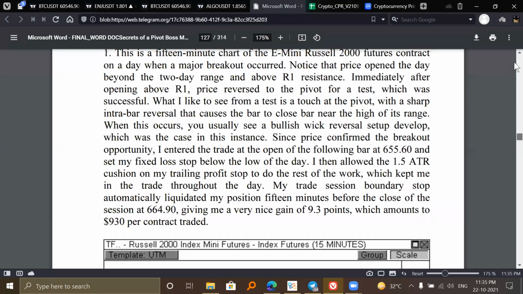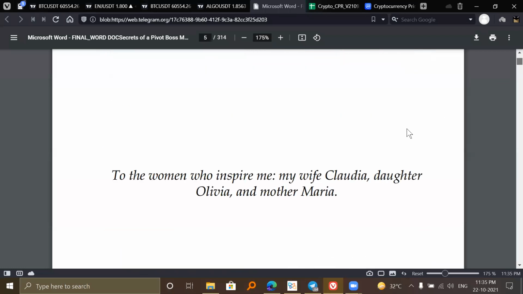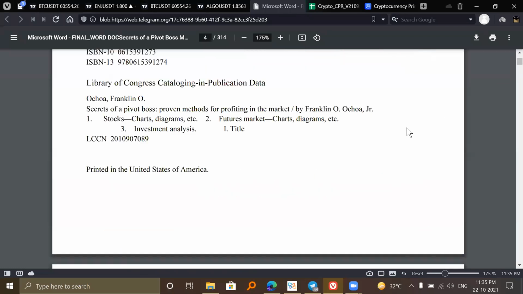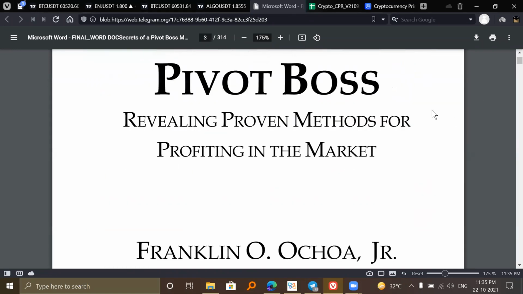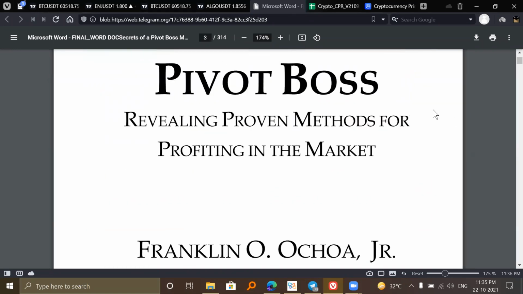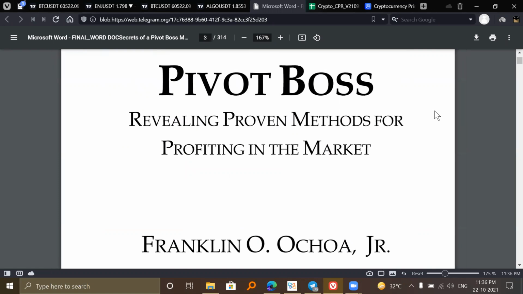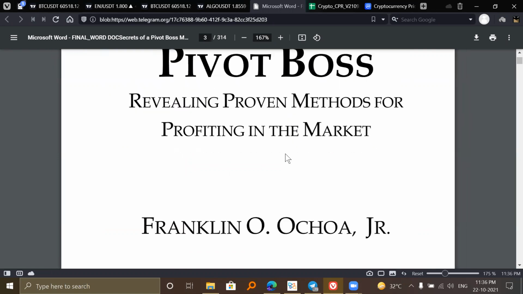Secrets of Pivot Boss. Any beginner will understand this book. First, Frank Ochoa writes about the patterns and all, and then auction market theory is also there.